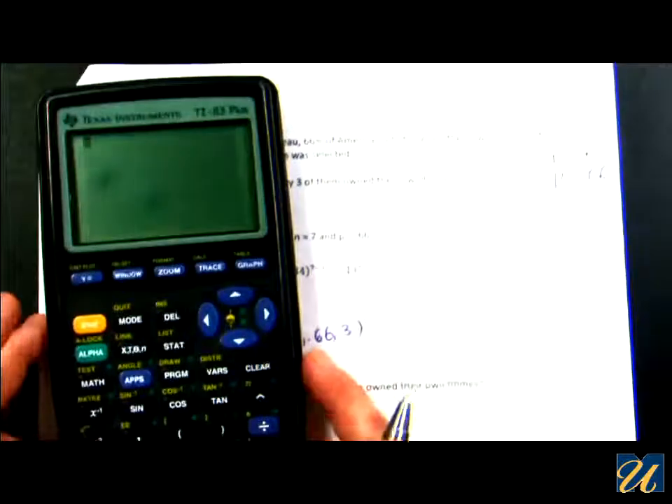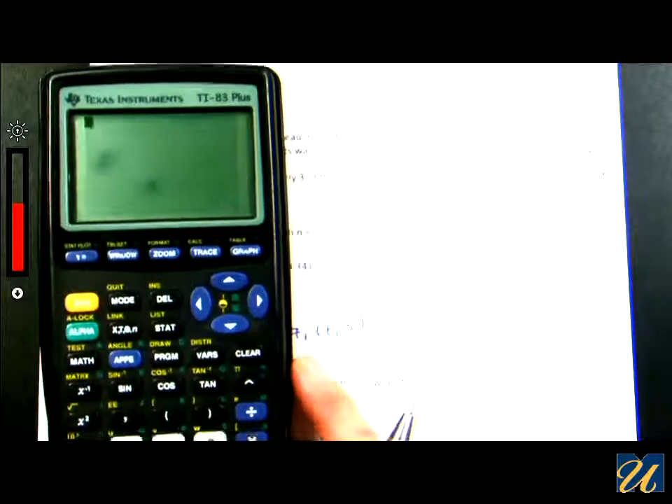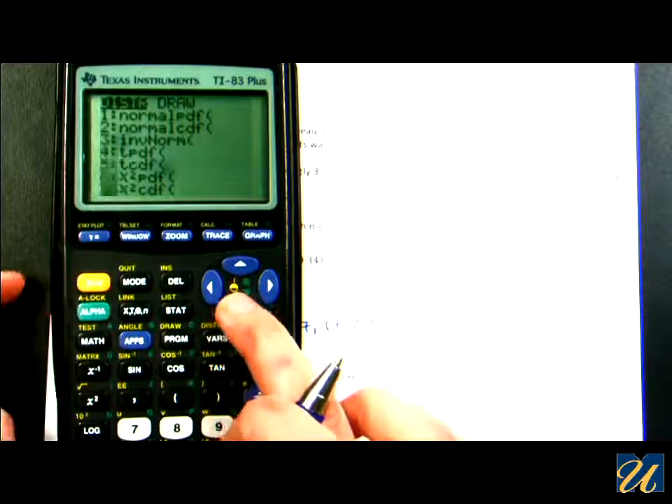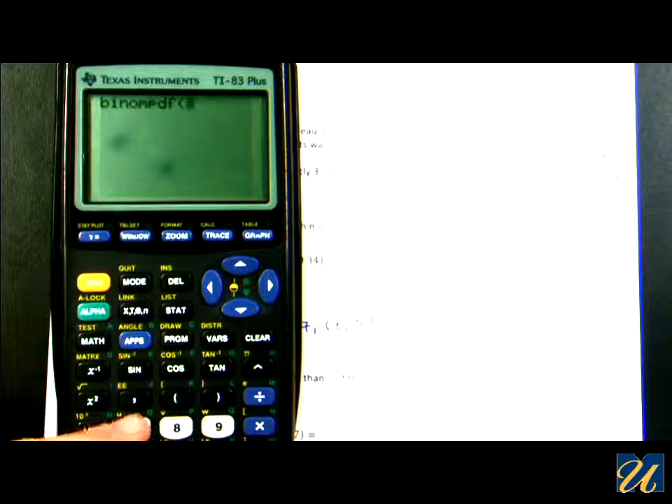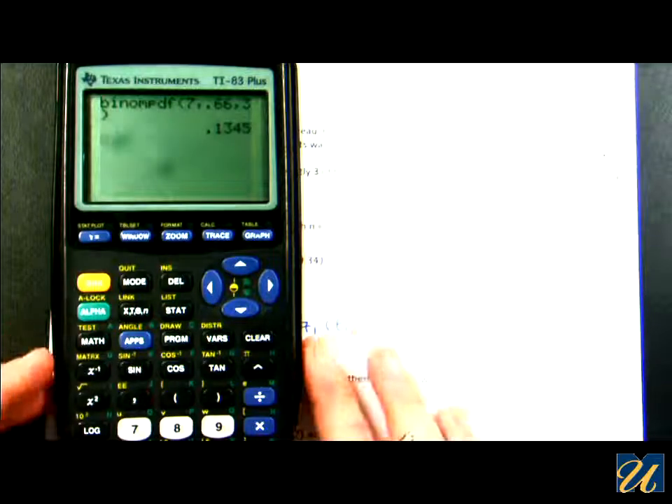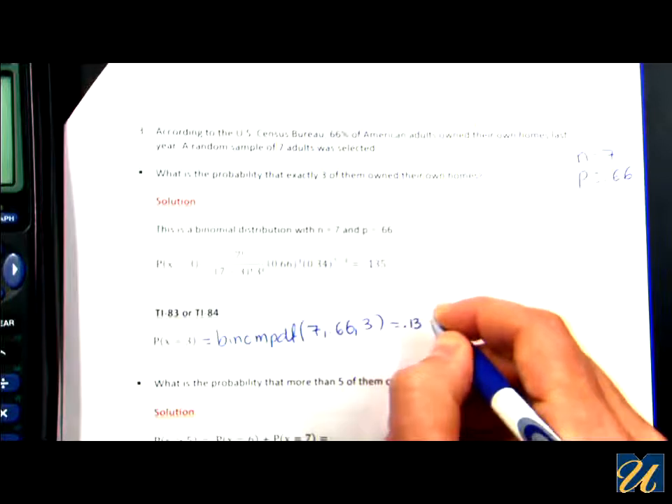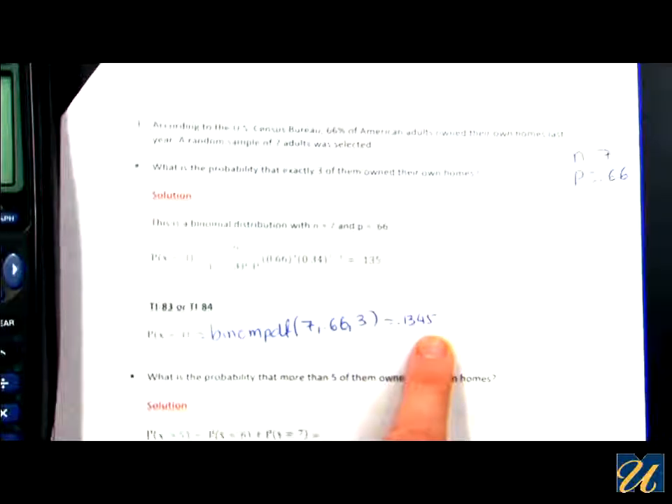So once again, we will do second vars, binomial PDF, 7, comma, 0.66, comma, 3, close parentheses, enter, 0.1345. If you were to round to 3 decimals, this would be 0.135.